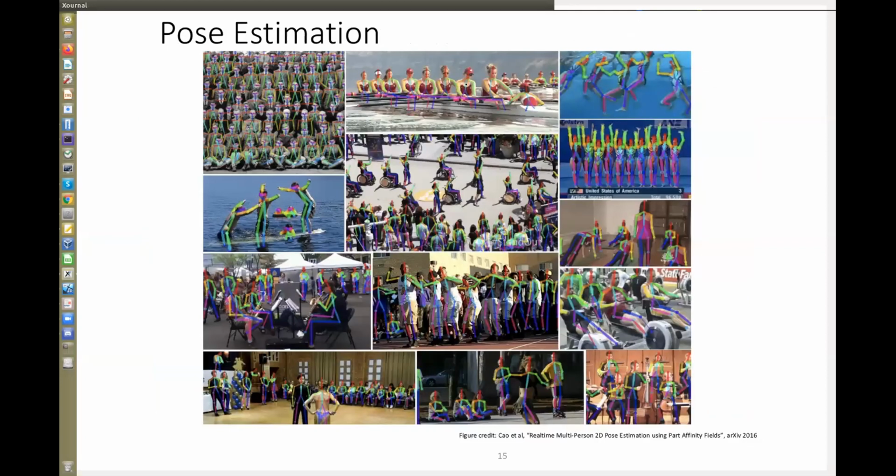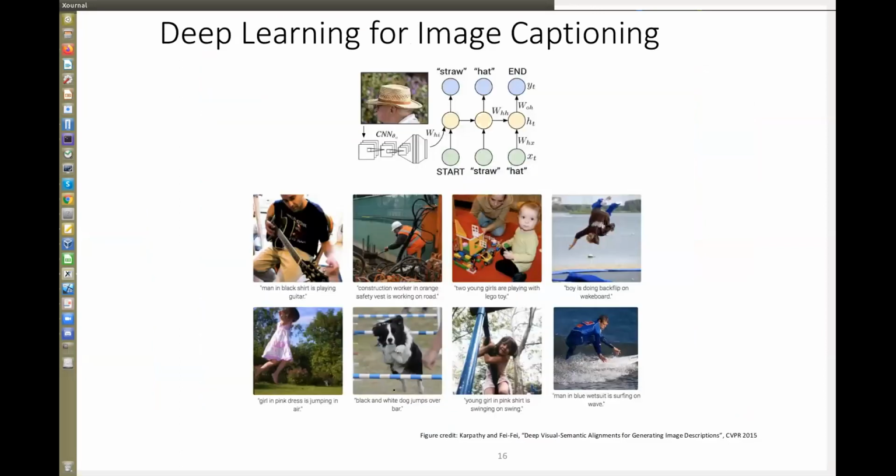And we can also do pose estimation here. Say you identify each of the persons in the scene, and you also estimate the pose. And we can even do image captioning. You have each of the images coming in, and I'm trying to put in the caption to describe what's going on in the image. Some of these are pretty accurate, right? You have this boy doing a backflip on the wakeboard. Yeah, I'm not sure what a wakeboard actually is.